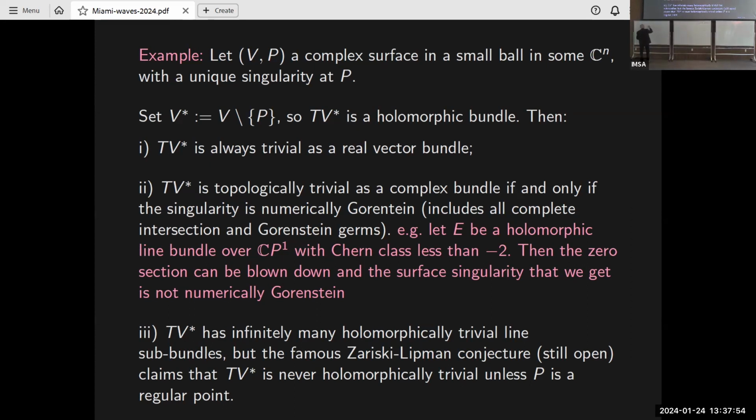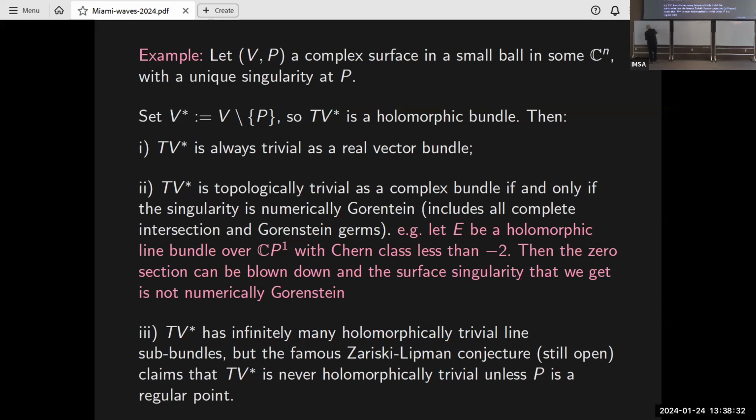a holomorphic line bundle over a compact Riemann surface. Take S here as the zero section, and assume the bundle is such that the self-intersection of S in E is negative, which is equivalent to saying that the Chern class of this bundle is negative. Okay?